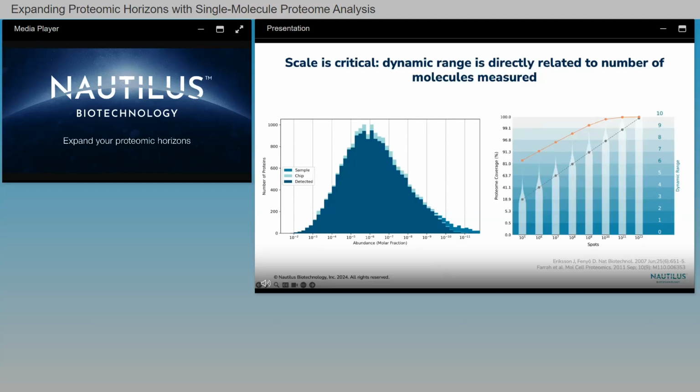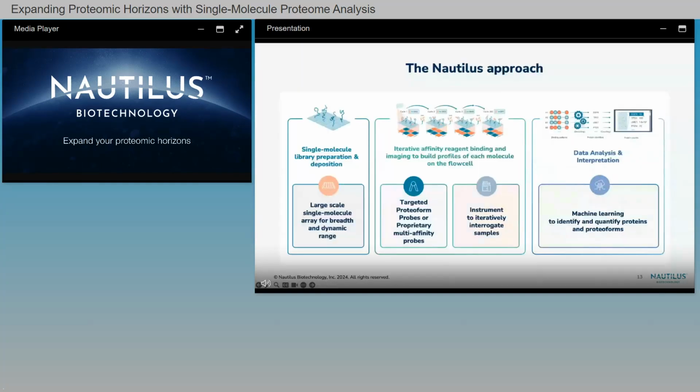Once we've immobilized the sample onto the flow cell, the next question is, how do we measure it? And how do we identify what each molecule is? Zooming into the broader workflow under the hood of the Nautilus platform, it really consists of 3 pieces. The first is what we've just talked about, this single molecule library preparation and deposition step. The second is about iteratively probing each molecule over and over and over again using fluorescently labeled affinity reagents. And then the third aspect is the data analysis and interpretation.